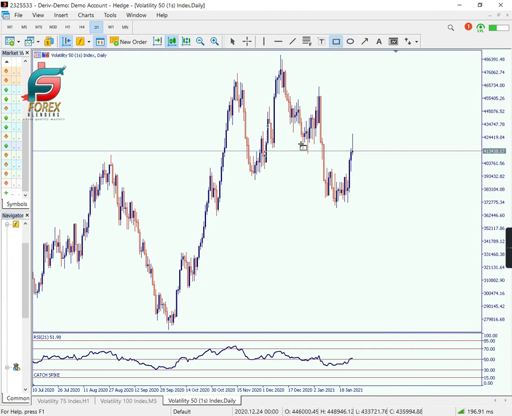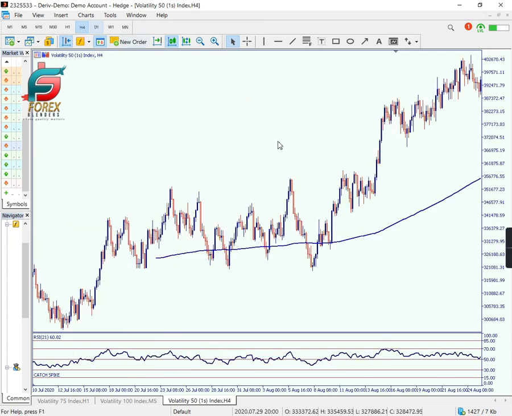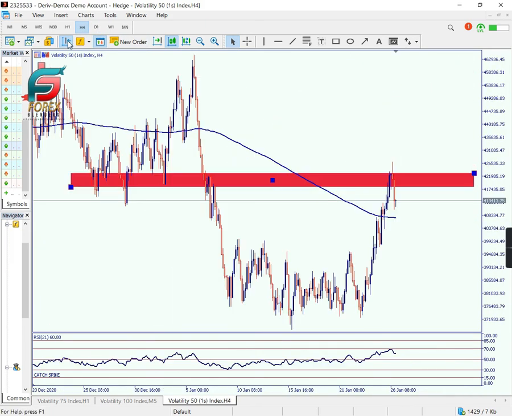Make sure your trading strategy has support and resistance in it. So this is a nice support here, which became a resistance. If you switch to 4 hours, you can really see it very well.